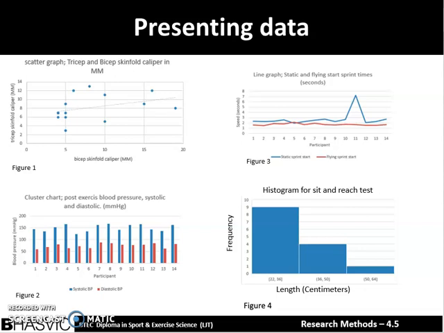In Figure 2 I have used a cluster chart because it is showing systolic blood pressure and diastolic blood pressure, but each of the two bars together are for each participant as well. This means that the chart is much easier to look at and you can see variations between different participants.